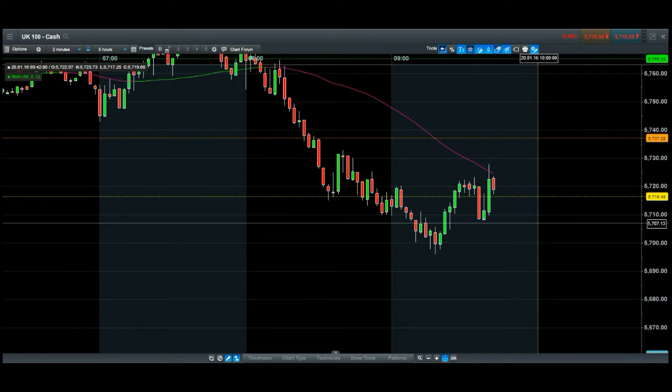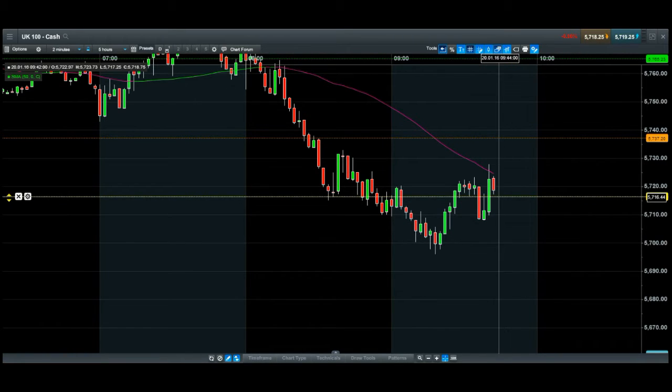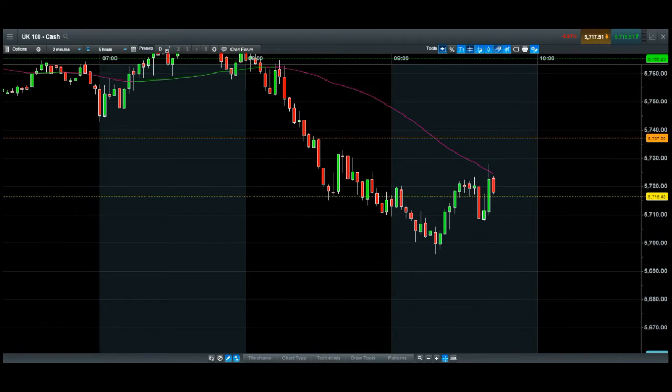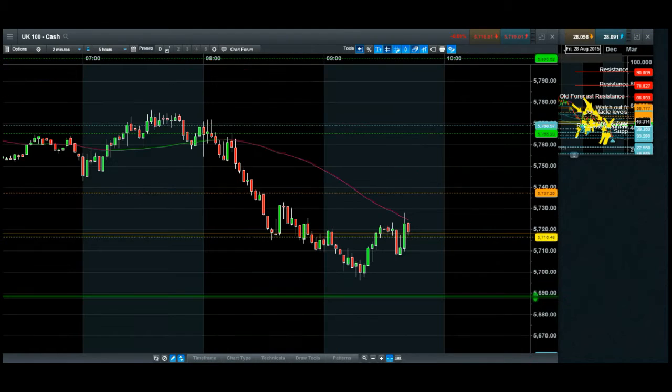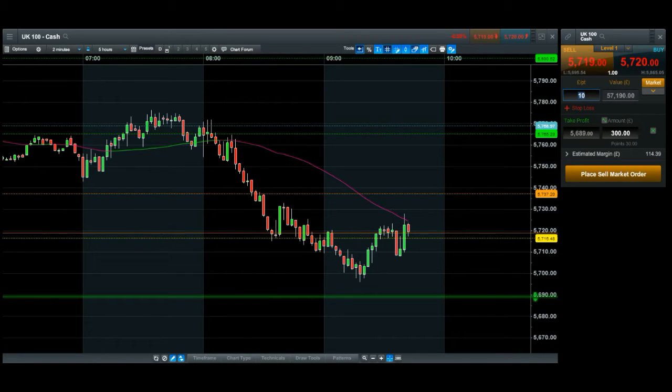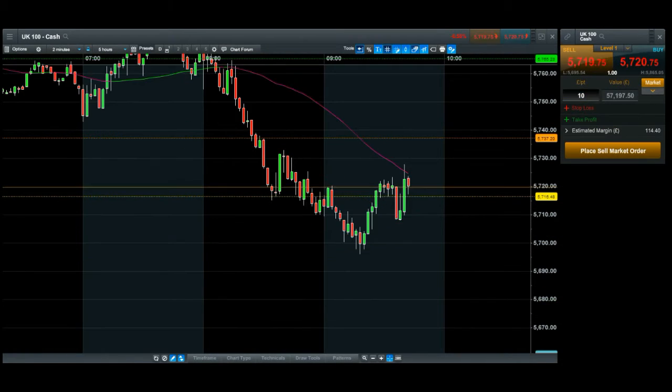Now I'm going to wait because it's touching this support, which it climbed over, and now it has become a support. I have to wait and see whether it will return to touch the simple moving average again. So get myself ready, take away the profit, and then set myself ready to trade again once it's touched the simple moving average.